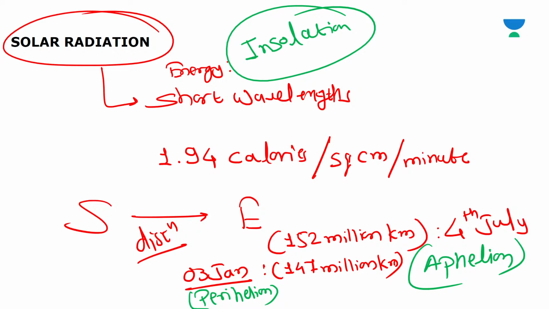Now friends, therefore the annual insolation received by the earth on 3rd January is slightly more than the amount received on 4th July. However, the effect of this variation in the solar output is masked by other factors like distribution of land and sea and the atmospheric circulation. Hence, this variation in the solar output does not have great effect on daily weather changes on the surface of the earth.